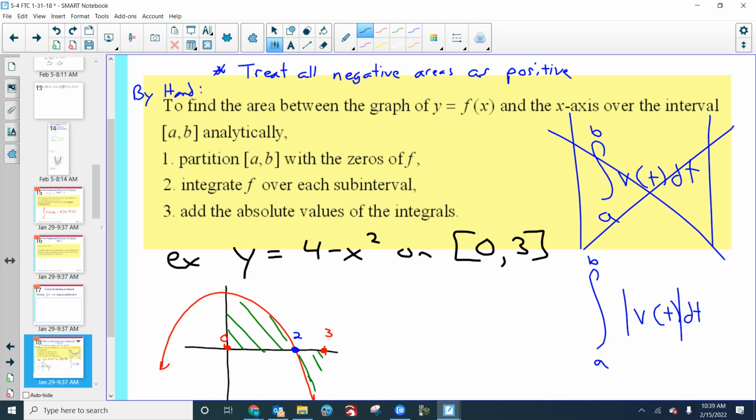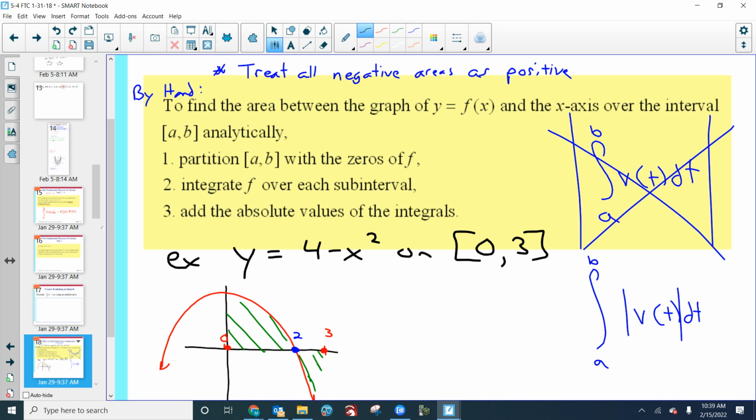Do we all agree that from 0 to 3, 4 minus x squared crosses through the x-axis at 2, just once, from 0 to 3? Yes? So step one is partition A to B with the zeros of f. Okay, x equals 2 is where the function crosses the x-axis. Step two, integrate f over each subinterval. Okay, 0 to 2, that's one subinterval. And that's when f was positive. Are we going to alter that at all? No, it's a positive area.